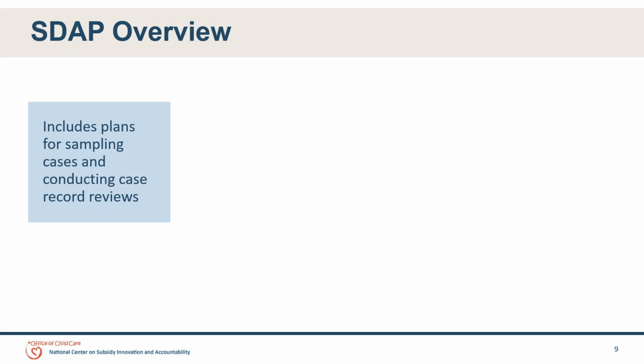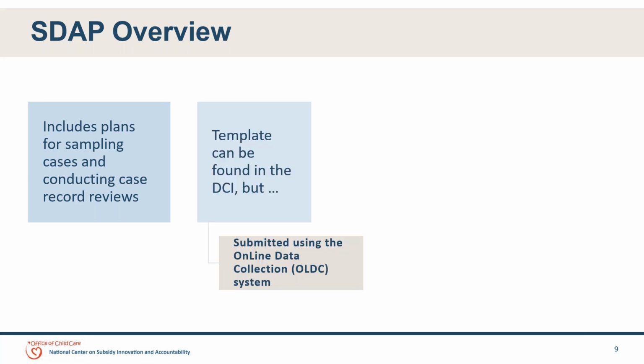The Sdap contains your plans for sampling cases and conducting reviews. The Sdap template can be found in the DCI, but when you're ready to submit it, you don't just fill out the template in the DCI and email it to us. It must be submitted using the Online Data Collection System website, which we also call the OLDC for short.